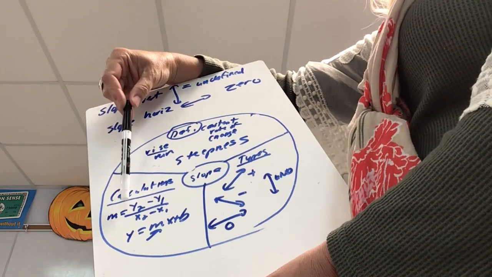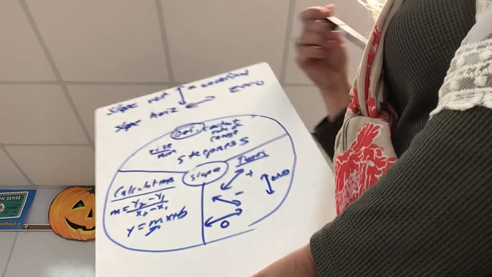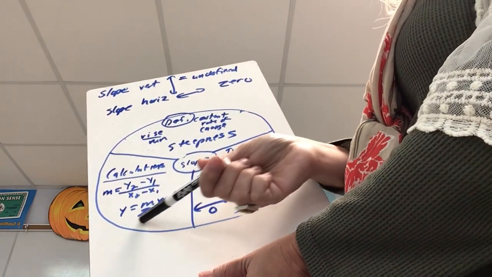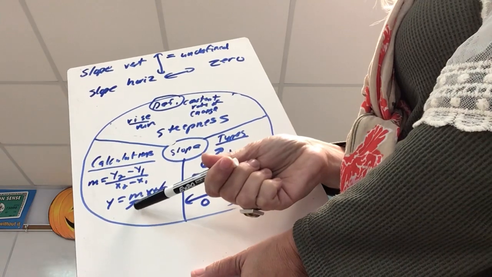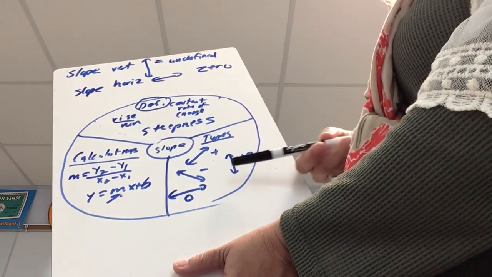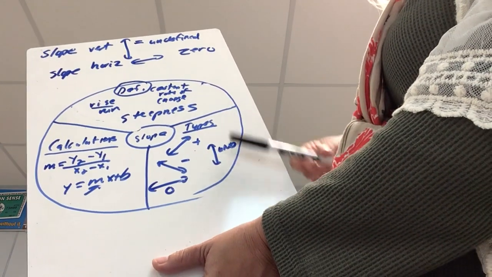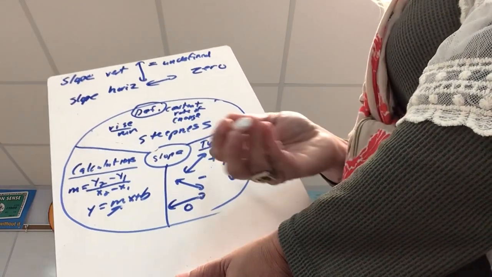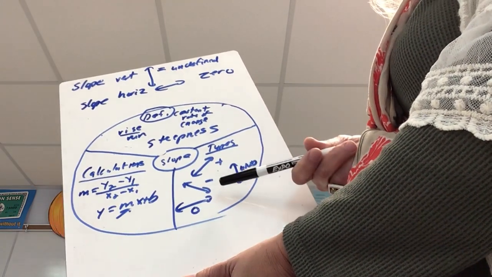Calculations, remember, how do you calculate it? Difference in y's over difference in x's. Or if you're given the equation with y by itself, the number with the x describes the rate of change or the slope. And the types, remember, if it's horizontal, it's 0 slope, flat. If it's vertical, it's undefined. If it's going uphill or increasing, it's positive. And if it's going downhill, decreasing, it's negative.